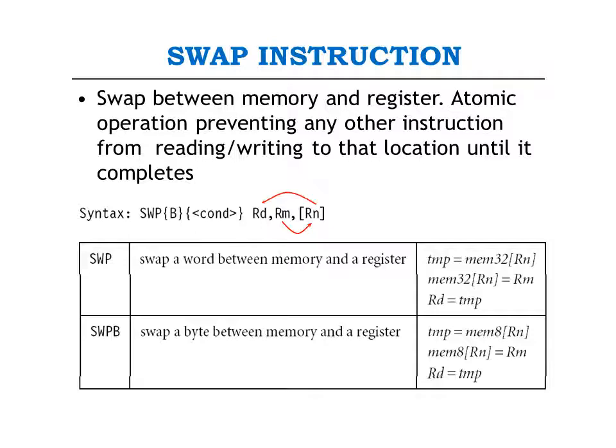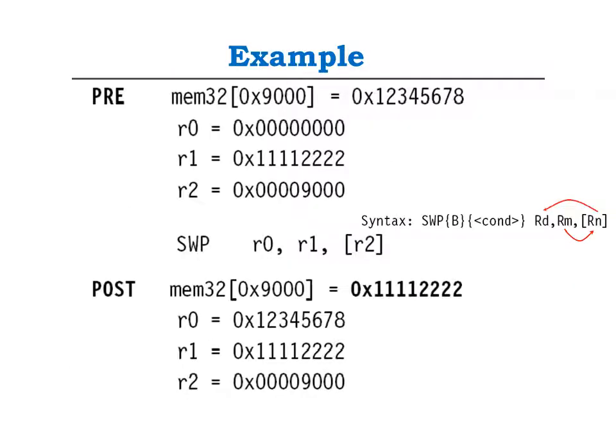Then what is Rd? Rd is the register to which the data has to be loaded from memory, that is the destination register, and Rm is acting as a temporary register here, whose data has to be dumped into the memory location. So we will understand this with an example. Here the pre is nothing but, before executing the instruction, what are the contents that are there in the memory and the register.